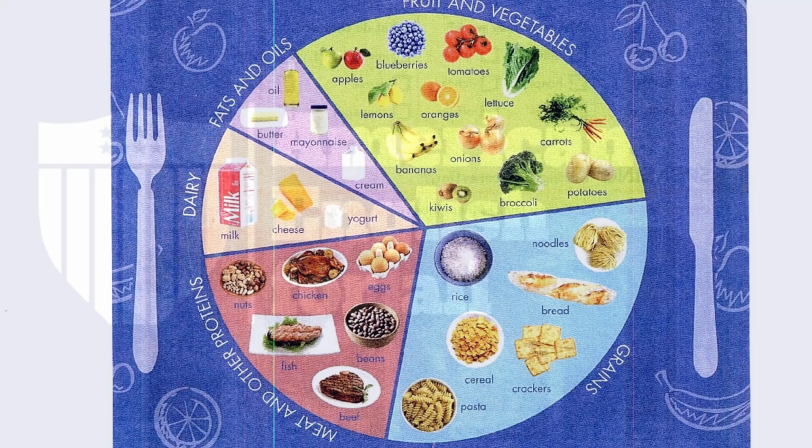Eat some dairy, meat, and other protein. Eat healthy fats and oils. Fruit and vegetables. Apples. Lemons. Bananas. Kiwis. Blueberries. Oranges.